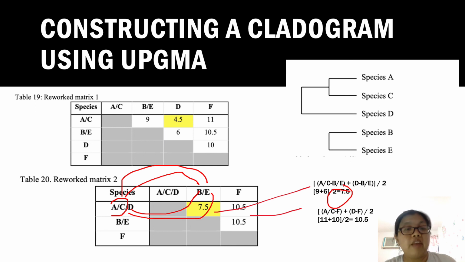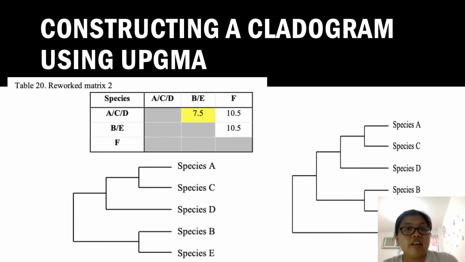Okay. So from that table, we now have another table where we can identify which has the least number of differences. So that's A, C, D, and B, E. So the most number of differences is the F. So we can put the F in the outgroup. So we have now a rooted phylogenetic tree.